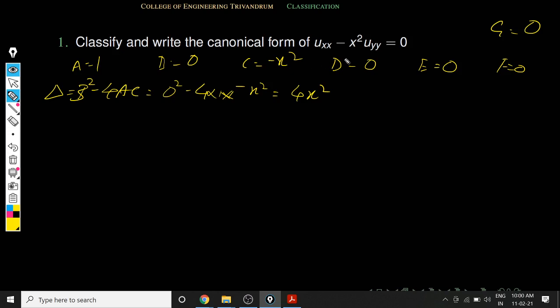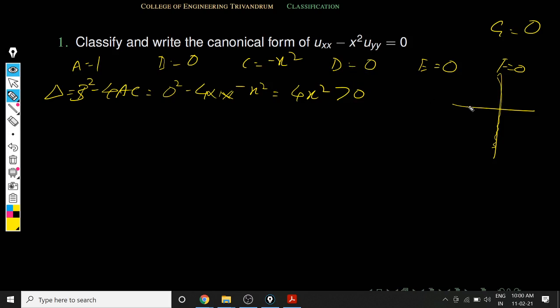Positive. Yes, it is positive throughout except x equal to 0. So we remove that case. It's a very particular case, when x equal to 0, which means on the y-axis. Except on the y-axis, this PDE is hyperbolic. You got it? Except this y-axis, this PDE is hyperbolic.